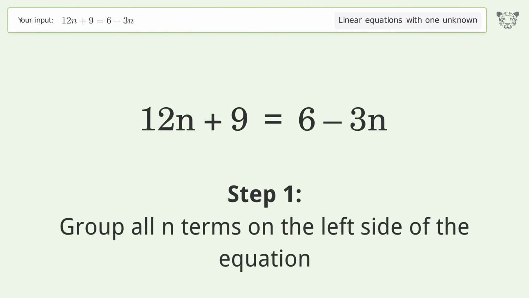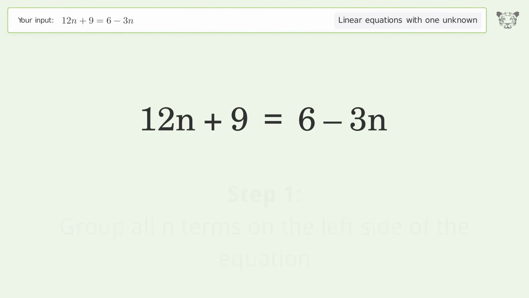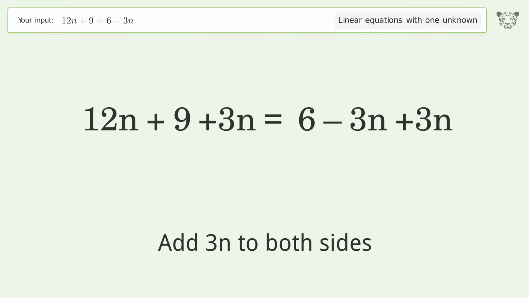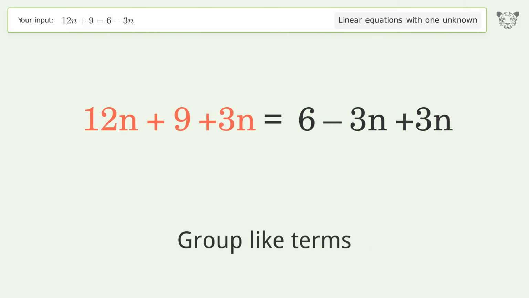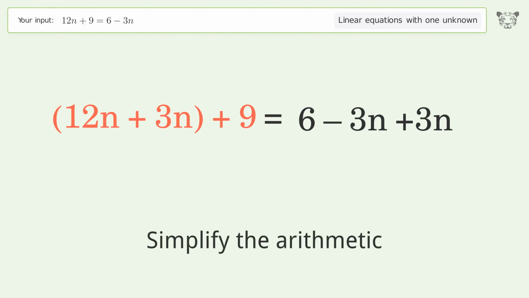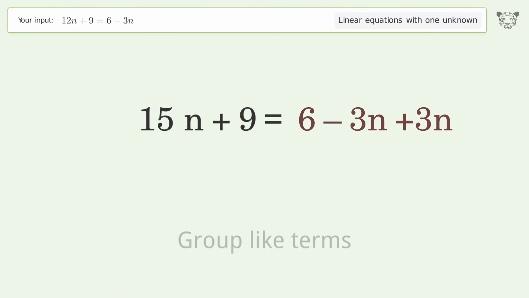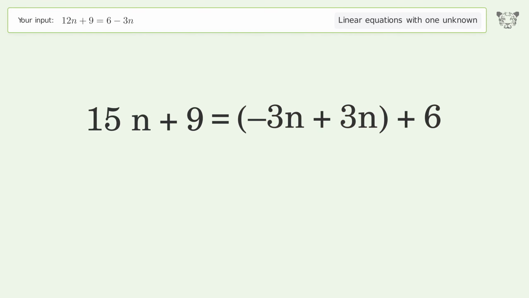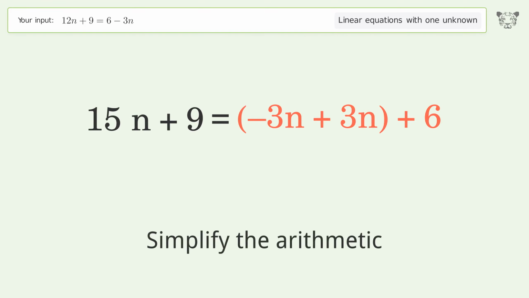Group all n terms on the left side of the equation. Add 3 to both sides. Group like terms. Simplify the arithmetic. Group like terms. Simplify the arithmetic.